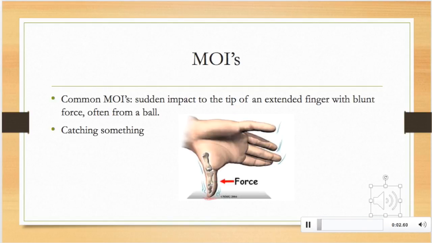This is a pretty common injury in basketball, and it is a simplistic injury when it's just a jammed finger and not anything more of a break or anything. So the common mechanism of the injury is when the tip of an extended finger comes in contact with a blunt force, which is often from a ball. It's from catching something or running. I've gotten a jammed finger from running into a person on the court, not necessarily from the ball, but it's when a direct force impact comes in contact with the tip of an extended finger.